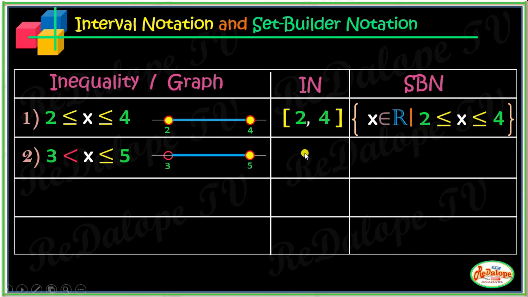So the interval notation is open parenthesis 3, comma, 5, close bracket. So for the SBN, x is an element of R such that x is greater than 3 but less than or equal to 5.